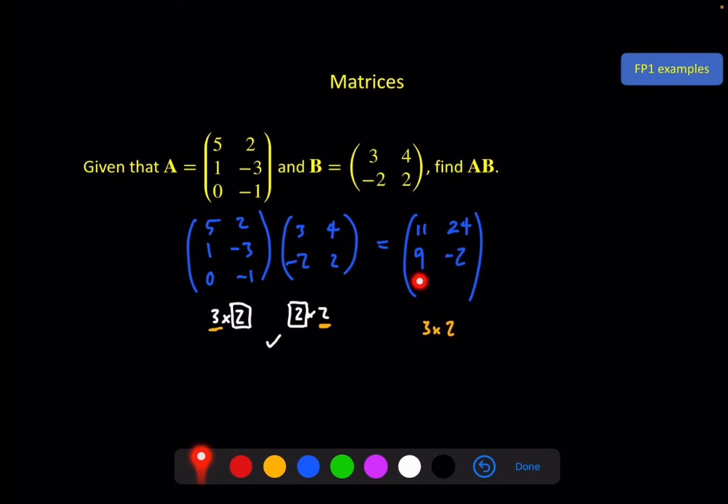Now I'm on to the third row, first column element. So I do the third row and the first column. That's 0 plus 2 is 2. And then finally 0 minus 2 gives me a minus 2 here. And this is the answer matrix for this multiplication.